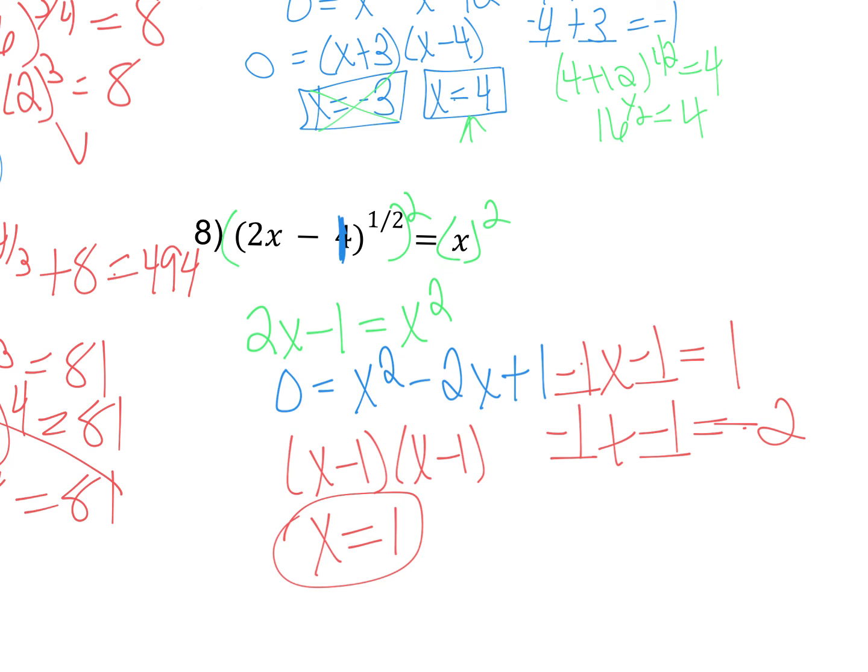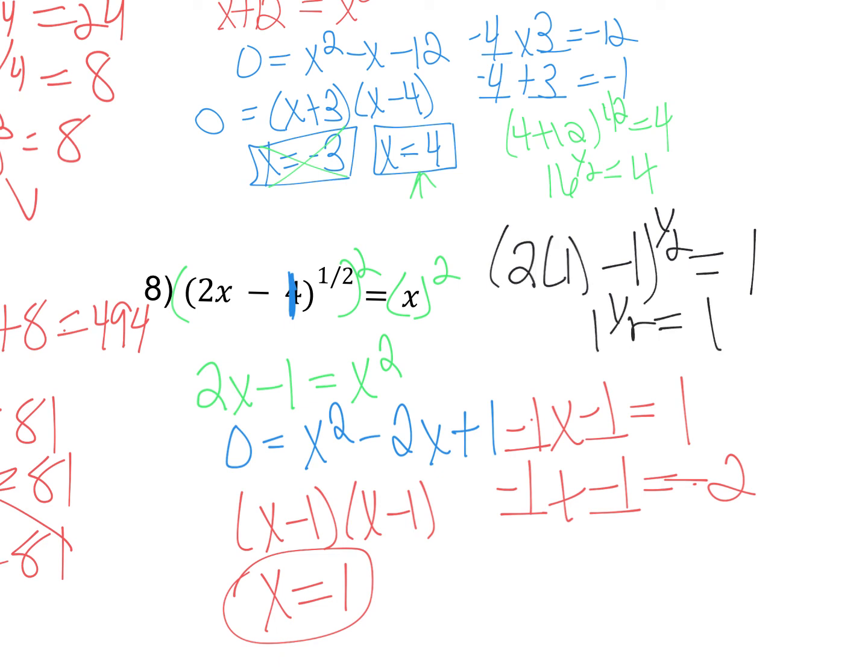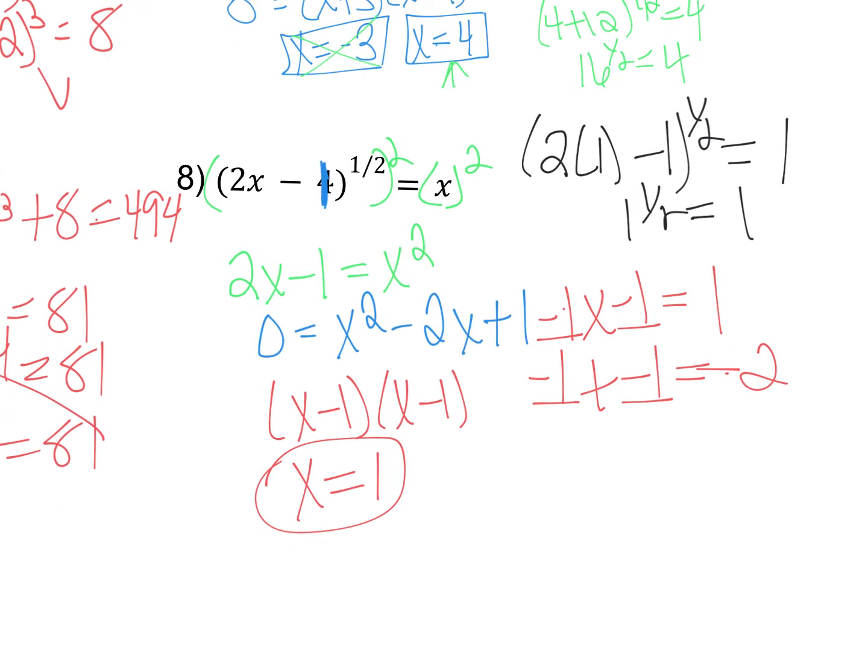We just need to check to make sure that that actually makes the problem work. So we're going to go back up here and check it. And I'm going to say 2, I'm going to take out x and put 1 in its place, times 1 minus 1 to the 1/2 equals 1. I just took the x out and put 1 in its place. 2 times 1 is 2, 2 minus 1 is 1. 1 to the 1/2 is just the square root of 1. There's no negatives that we have to worry about in there. So this one actually, even though we had a quadratic, just has one answer, which is x equals 1.